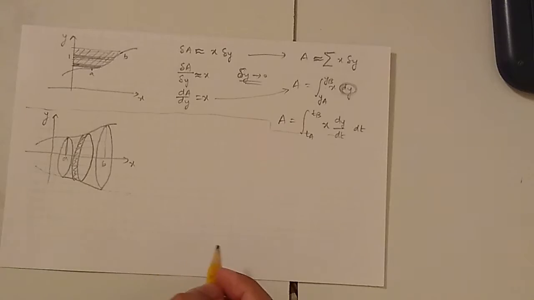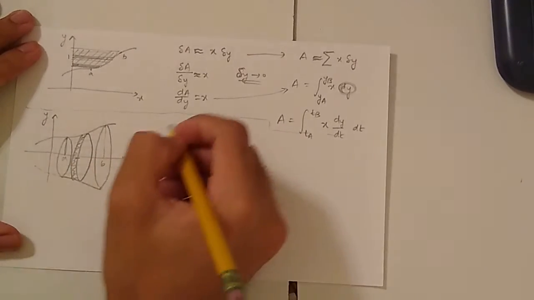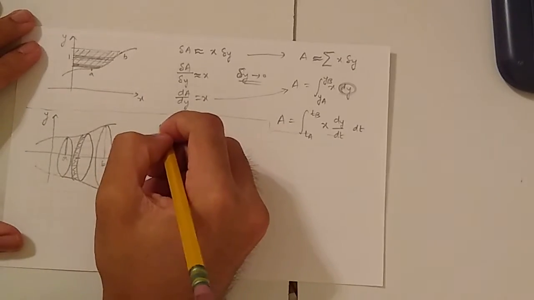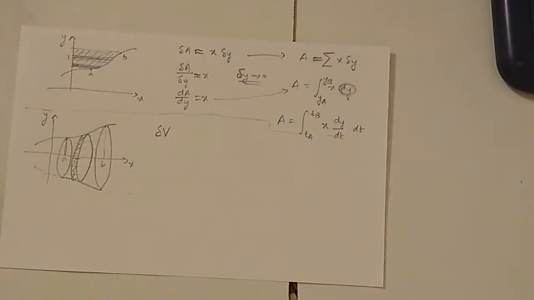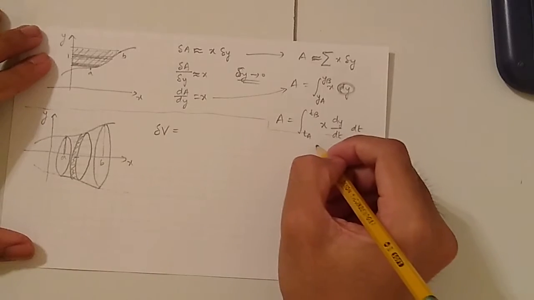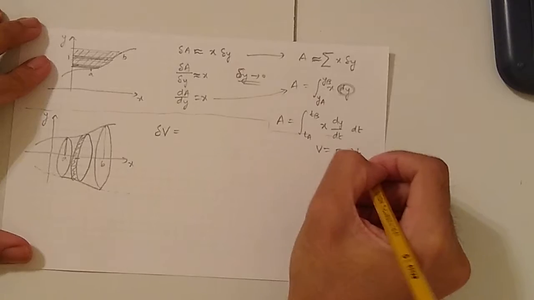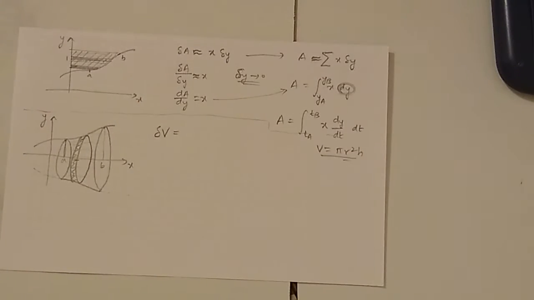Let's say that we have a very small change in x, so we have delta x, and the small volume that you have is going to be delta V. It is equal to the volume of the cylinder, which is pi r square h. If you remember the formula from prior knowledge, the volume of a cylinder is pi r square h, where r is the radius of the circular surface and h is the height of the cylinder.